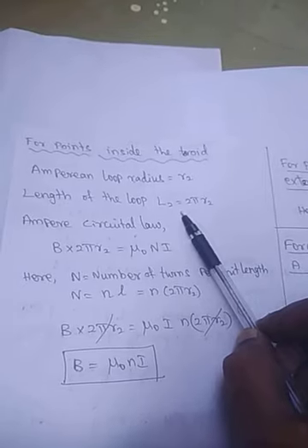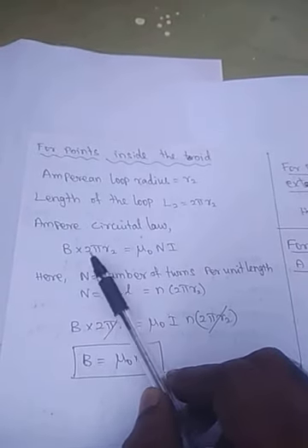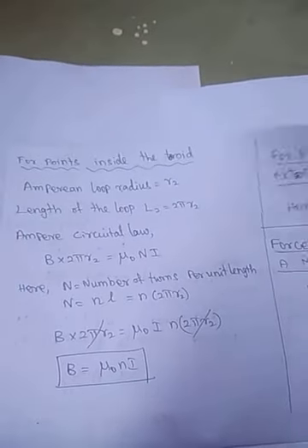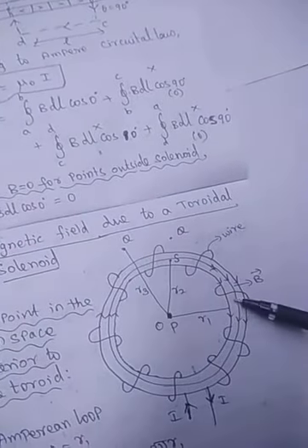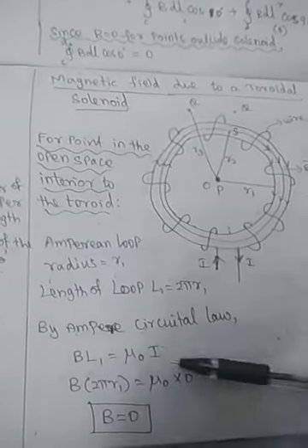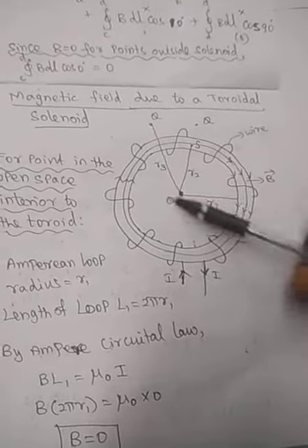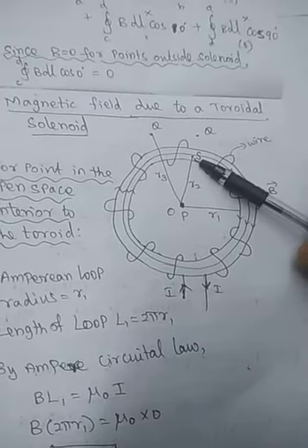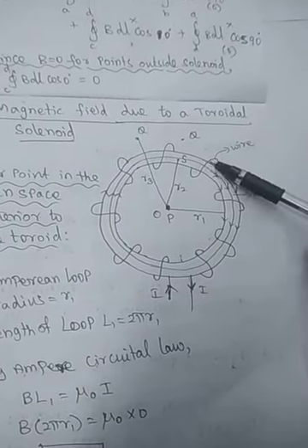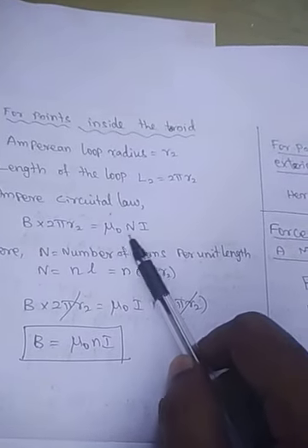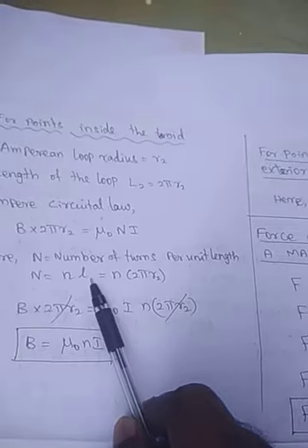For the second case, inside the toroid, the radius is R2 and the Amperean loop length is 2 pi R2. By Ampere's circuital law, B L2, that is B into 2 pi R2, equals mu naught N I, because current is flowing in this loop. At the point P the current is 0, because there is no coil of wire conducting current. But at the point S, there is a coil having a current I passing through it. Hence we substitute mu naught N I, where N is the number of turns and I is the current.